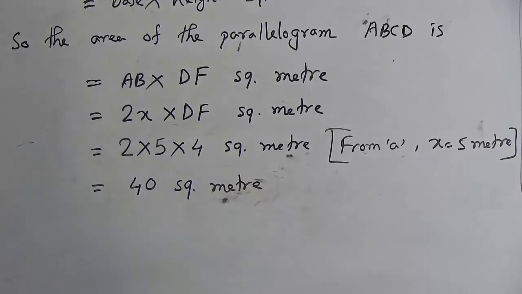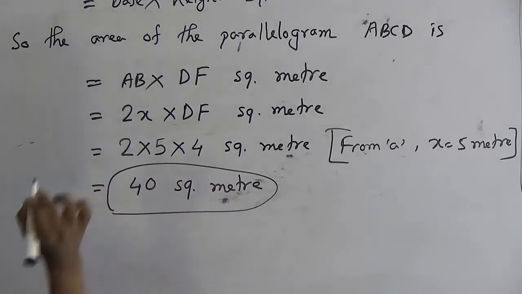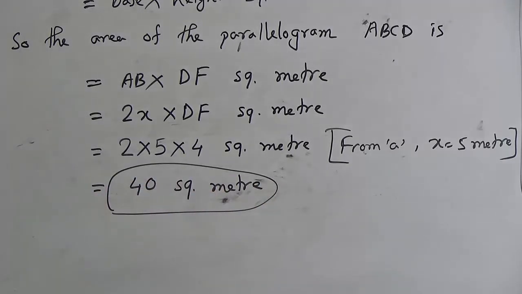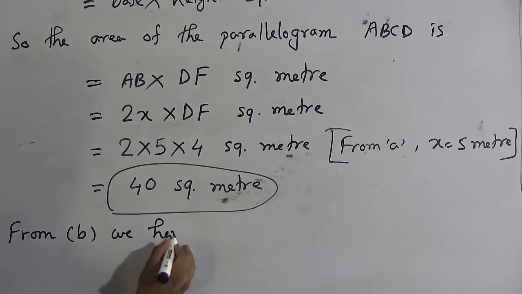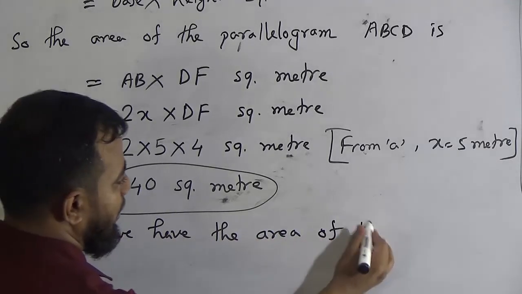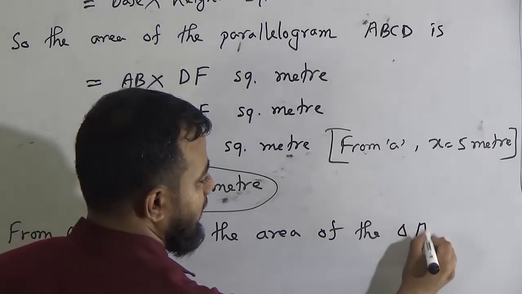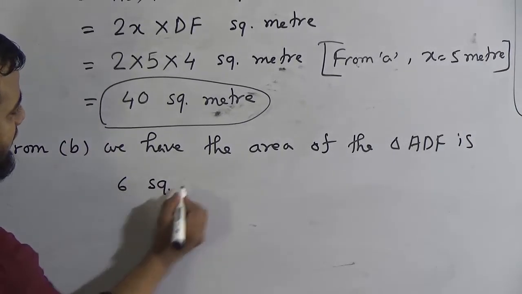Square meter is the area of this parallelogram. Okay, so we have found out the area of the parallelogram. Now we have also found out already the area of the triangle in activity B, right? So we can write down from B we have the area of the triangle ADF is 6 square meter.